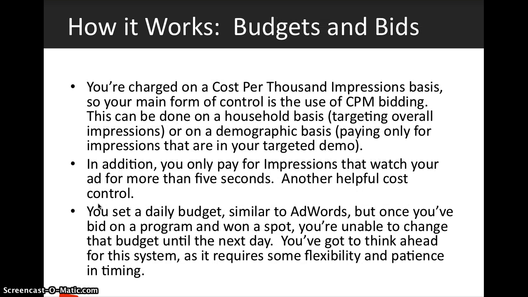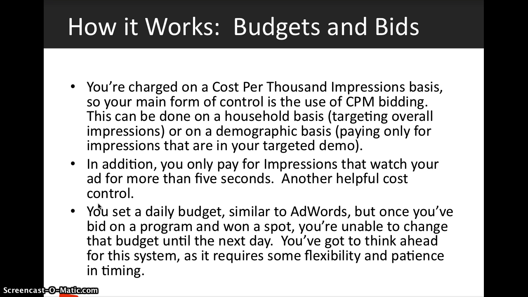Now, budgets and bids. You're charged on a cost per thousand impressions basis, so CPM bidding, and your main form of control is through the use of those bids. This can be done on a household basis, targeting overall impressions, or on a demographic basis, paying only for impressions that are in your targeted demo.